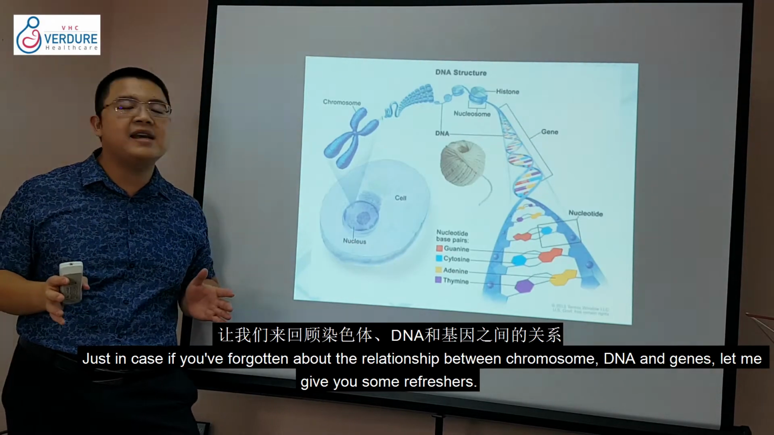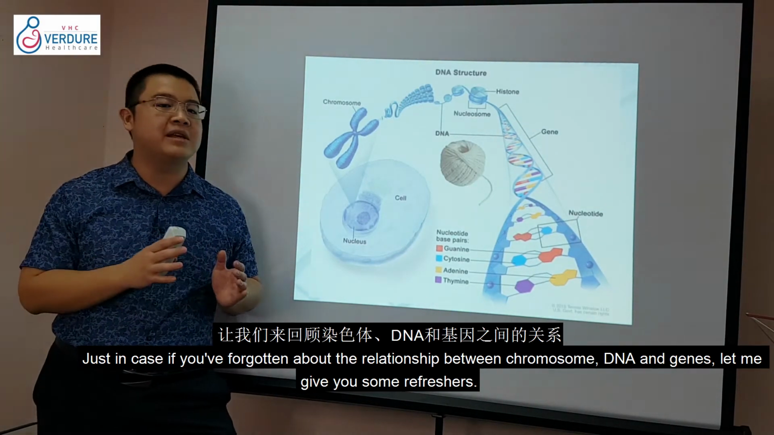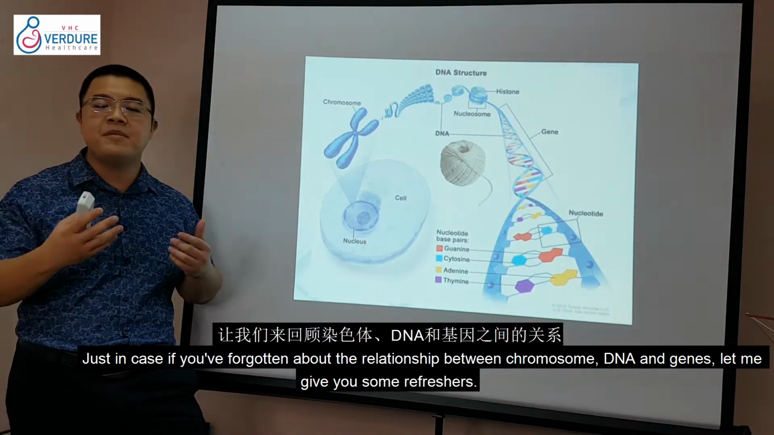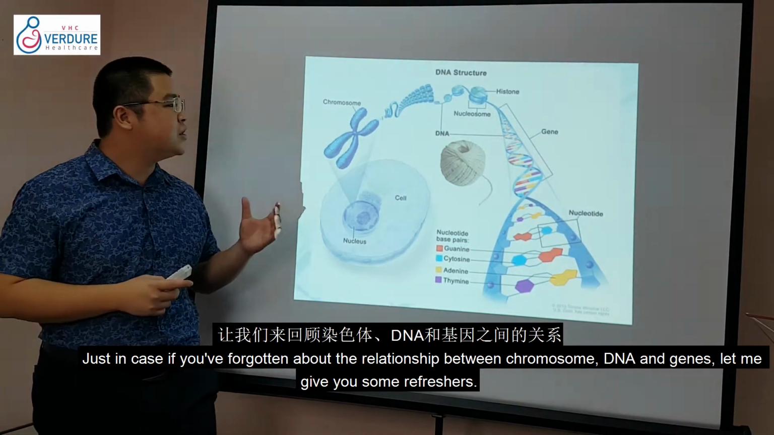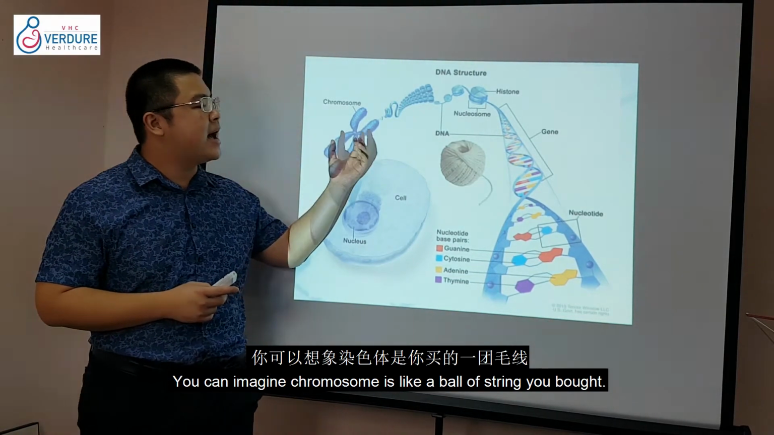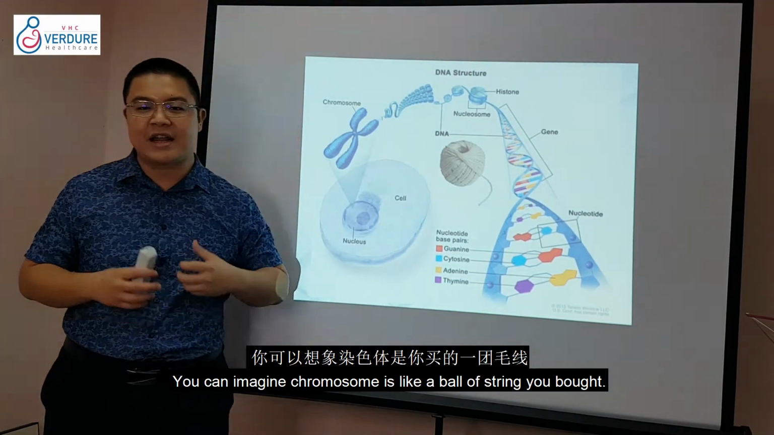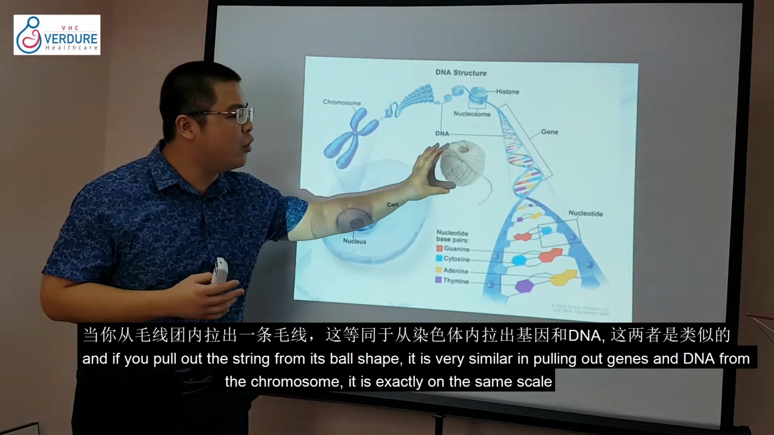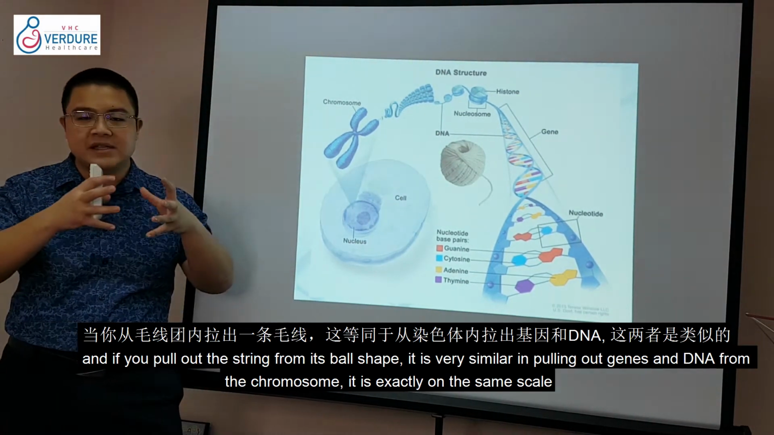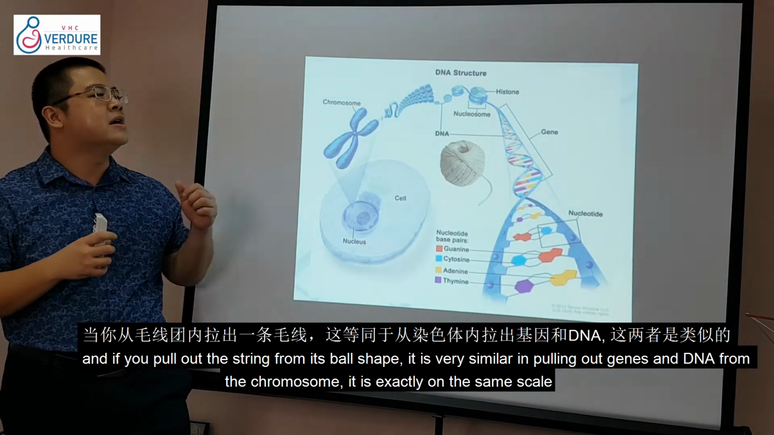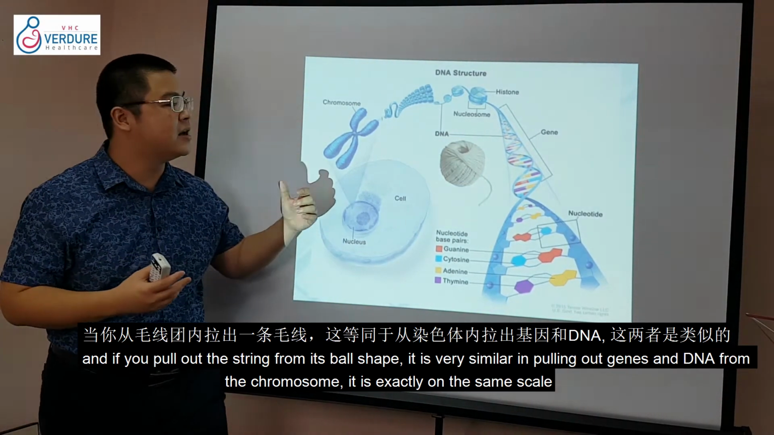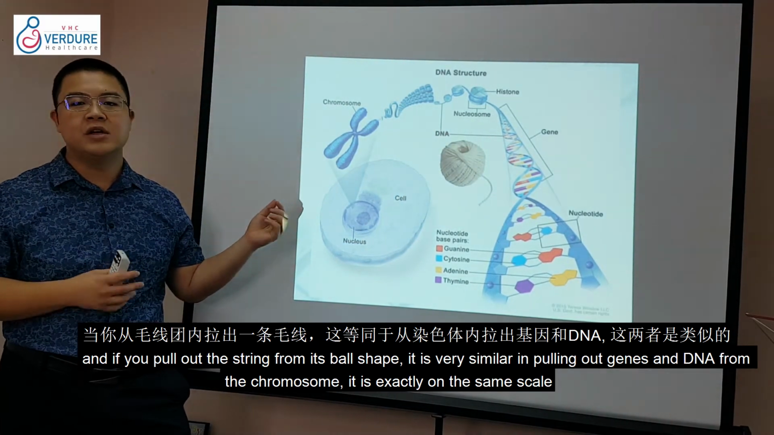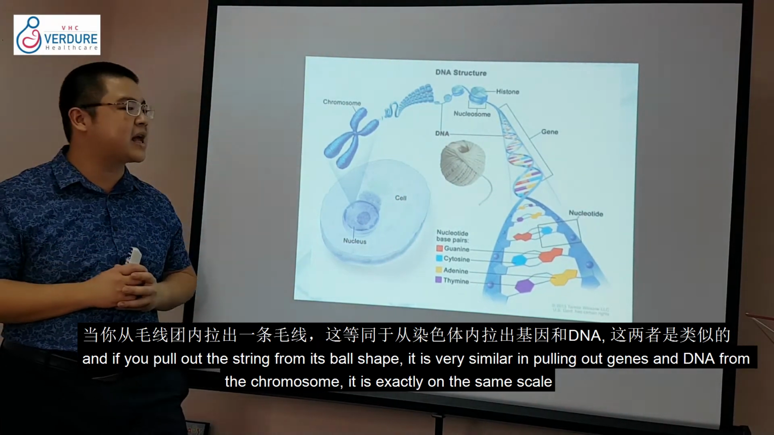So just in case you've forgotten the relationship between the chromosome and the DNA or the genes, let me give you a refresher. Imagine a chromosome like a ball of string that you just purchased from Mr. DIY. If you pull out the strings from this ball shape, it is very similar to pulling out the genes and DNA from the chromosome. So it is exactly on the same scale.